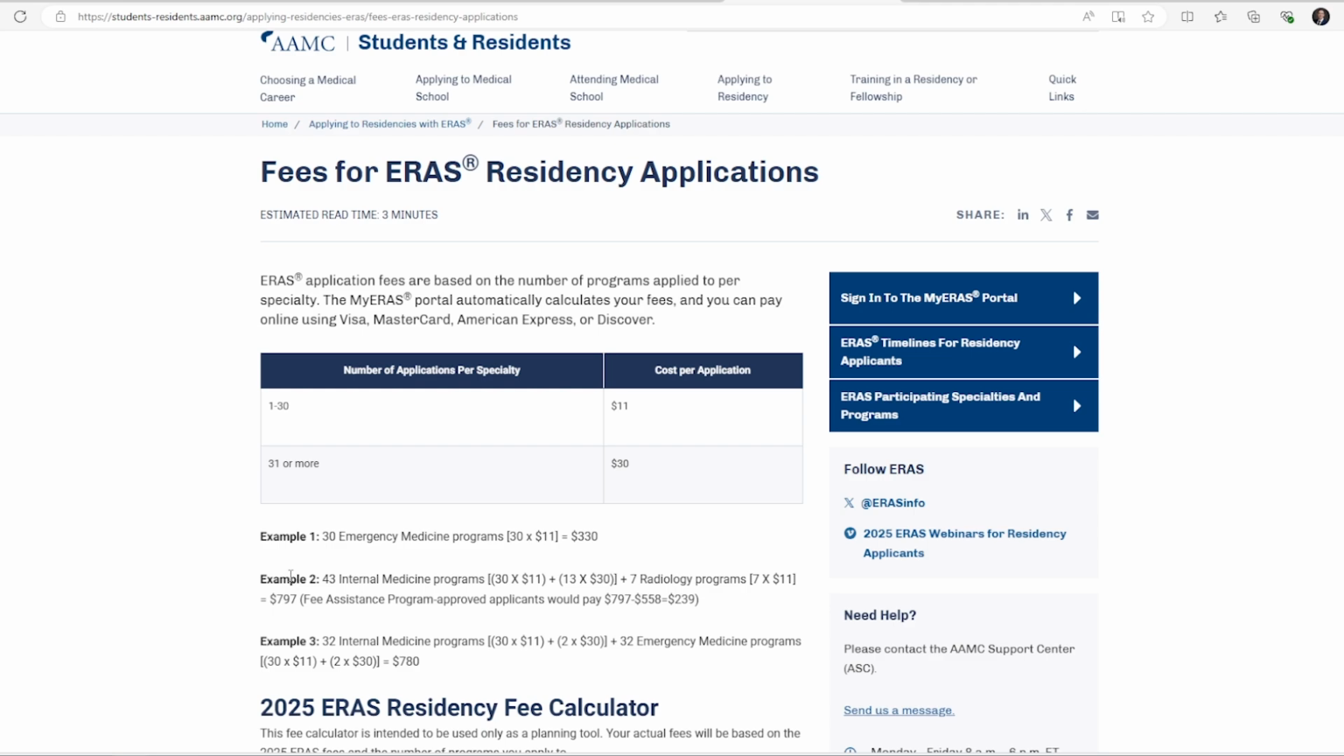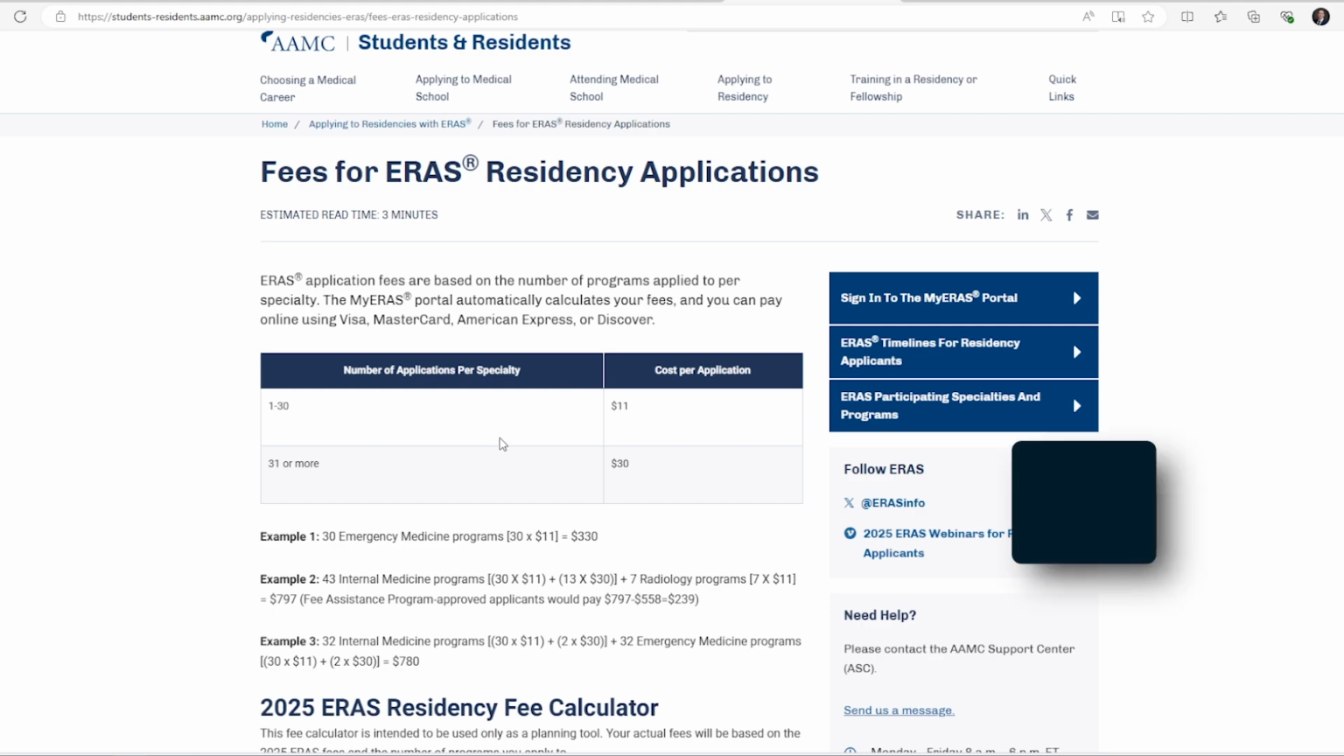So let's say you apply to 43 internal medicine programs. They're giving you an example here. The first 30 will be costing you $11 per program, so $330 for these 30. But then afterwards, it will be $30 for each program. So after the 30, we have a difference of 13 programs, so 13 multiplied by 30. You can see the cost increases exponentially after number 30. It's almost triple the price of the first 30 programs.